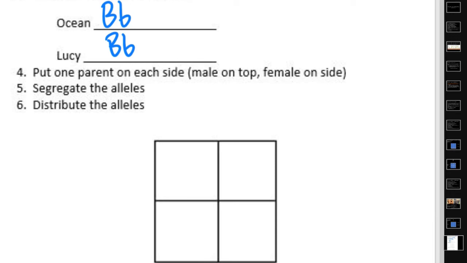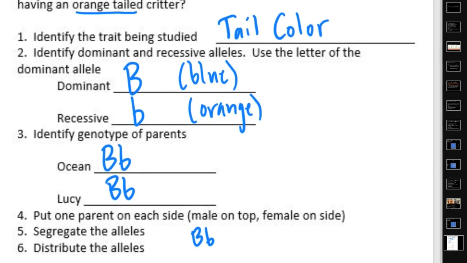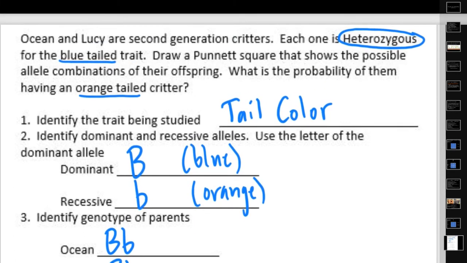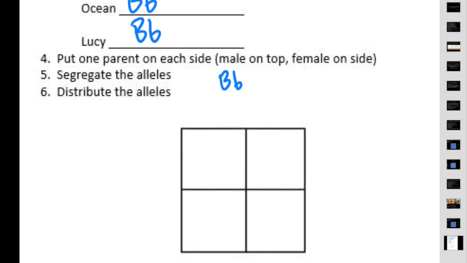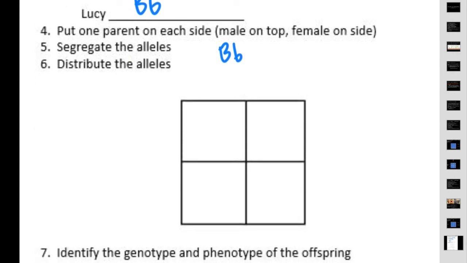In this example, what I'm going to do is put the male on the top, Ocean, big B, little b, and then the female, whose name escapes me. What is the female's name? Lucy. I'm going to put Lucy on the side over here, big B, little b.